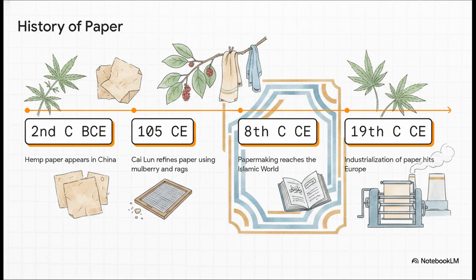But then, in 105 CE, an official named Kai Lun purposefully refined the whole process using mulberry bark and rags. Now that's secret. It stayed locked down in China until the 8th century CE. That's when paper makers were captured after the Battle of Talas, bringing the craft over to the Islamic world, specifically Baghdad. Eventually, by the 19th century, industrialization hit Europe, and that changed the game forever.